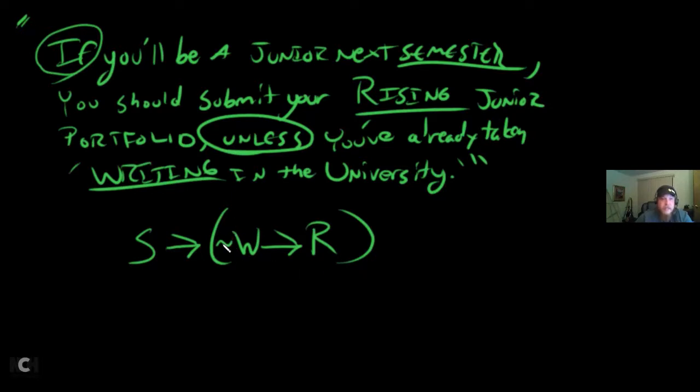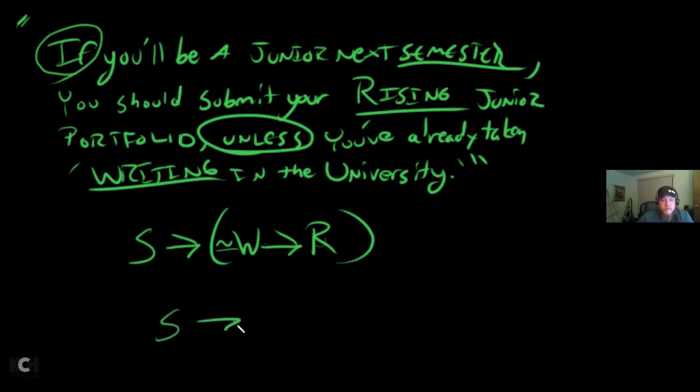This says, as it originally is presented here, if you'll be a junior next semester, you should submit your rising junior portfolio unless you've already taken writing in the university. So here's another way of saying it. If you'll be a junior next semester, then if you haven't taken writing in the university, then you should submit your rising junior portfolio. Okay? So that's how this works. Now, the important thing here, too, is to recognize that the squiggle goes here with this, not out here.